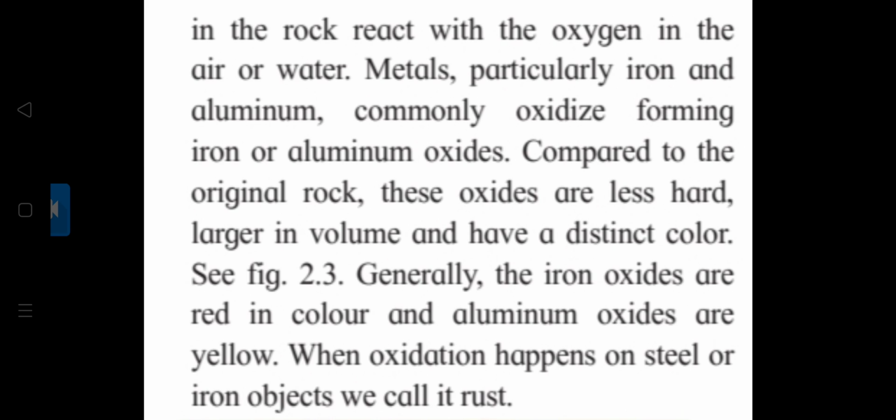When oxidation happens on steel or iron objects, we call it rust. Now, what is rusting? Oxidation. What is rust? Basically, there's presence of moisture. When rusting takes place, you will always see a brown flaking coating of iron oxide which is formed, a brownish, yellowish, reddish coating due to iron oxide.